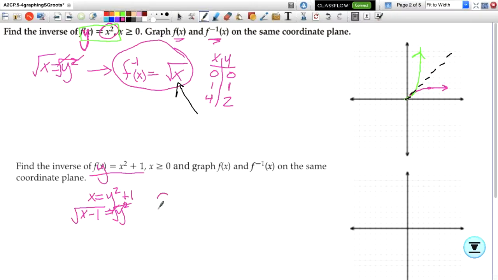I can write it as an inverse in function notation. So the inverse is the square root of x minus 1. Okay. Now we'll give this a graph. I'd start by making a table.